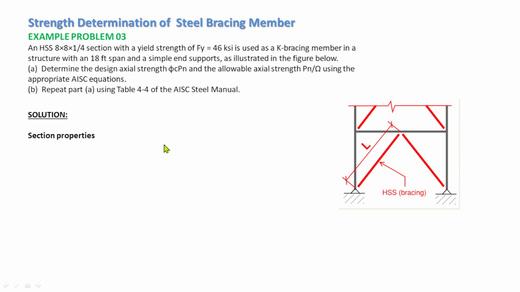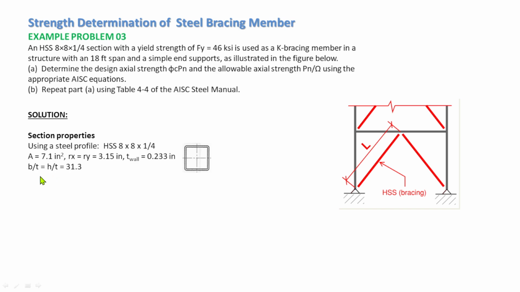The section properties of HSS 8x8x1/4: the area is 7.1 square inches. rx is equal to ry is equal to 3.15 inches because we have a symmetrical profile. The wall thickness is 0.233. The width to thickness ratio is equal to the depth to thickness ratio, which is 31.3. All these values are extracted from the AISC table. The next step is to check the slenderness according to Table B4.1a.